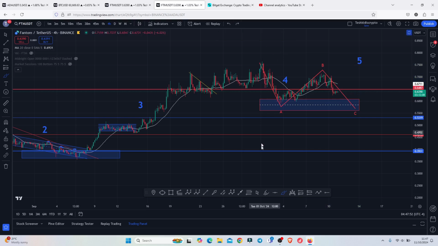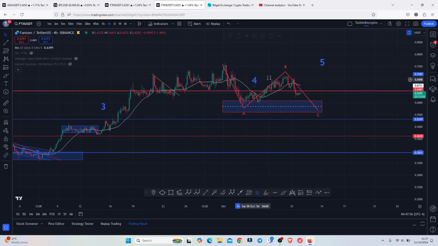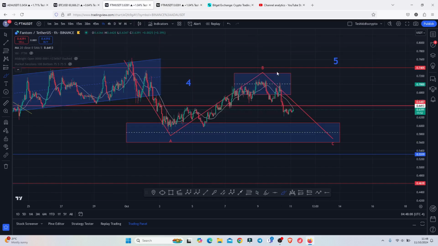Once we have a low in place for that additive count 4, then I will be expecting to see Fantom give us an aggressive bounce to the upside in an additive count 5. So that is the price action that I'm expecting to play out here on the Fantom chart on the short term and also on the long term.